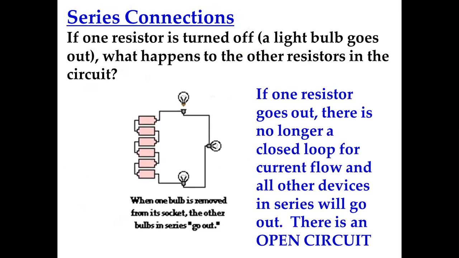Okay, if one resistor is turned off, what happens to the other resistors in the circuit? If we talk about that, if one resistor is removed or goes out, there will not be a closed loop for the current to flow, and all the other devices present in the series will go out. So this is an open circuit.